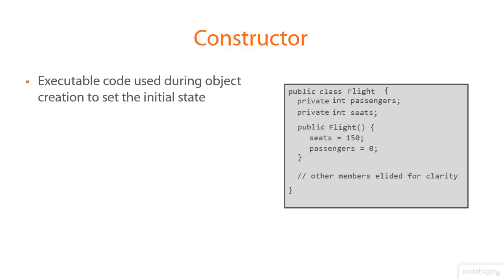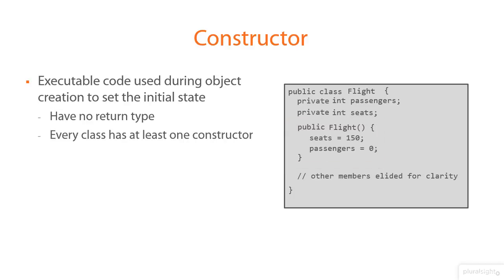Now, one thing that's interesting to note is that a constructor is not a method. It is executable code, but it's not a method. You'll notice that constructors don't have a return type, right? It's just the code we want to run during the construction of our object. And every class has at least one constructor.